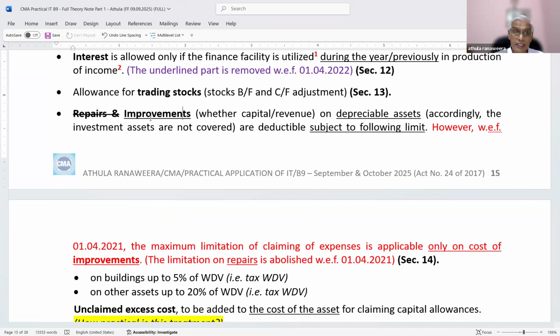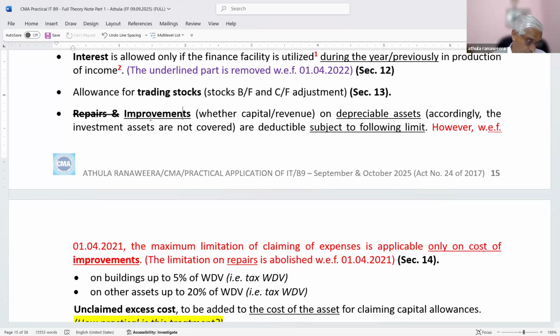Now, earlier even the repairs were covered. Now the repair word is not there. Therefore, for repair, no limitation. You can claim the entire repair. But improvements, it looks like capital nature. That may be the reason why they have limited it. It is limited to a certain given percentage of the tax written down value.